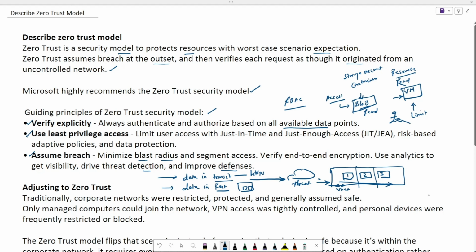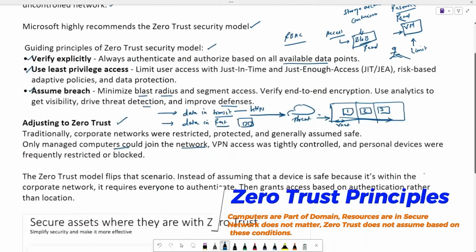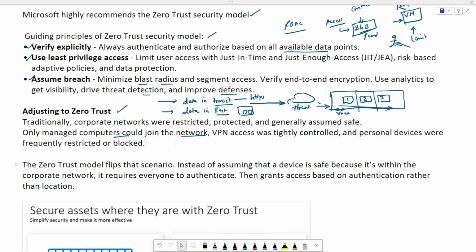Adjusting to zero trust: traditionally, corporate networks were restricted, protected, and generally assumed safe. Zero trust does not assume that the device is safe because the device is in a DMZ network. Just because the managed computers have joined the network, it doesn't mean the computers are safe. The zero trust model flips the scenario. Instead of assuming that a device is safe because it's within the corporate network, it requires everyone to authenticate.